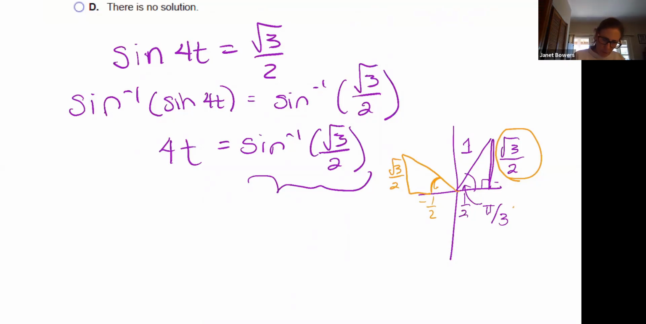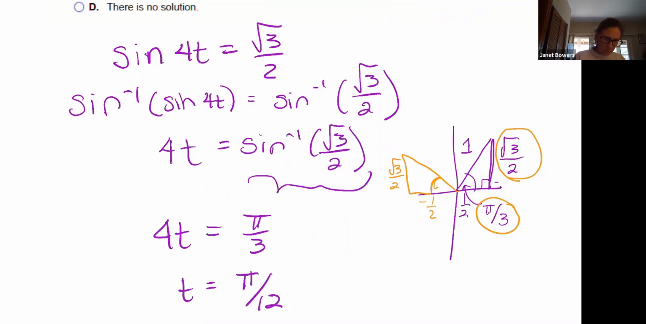So let's start with this one first. In the first part, we have 4t equal to pi over 3, so t is going to be equal to pi over 12.